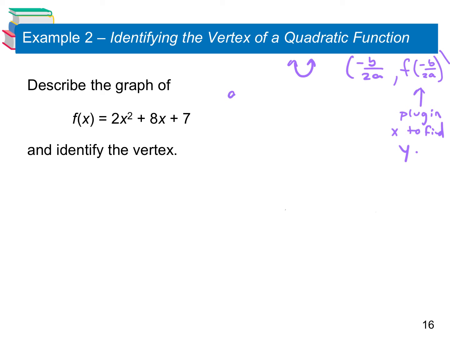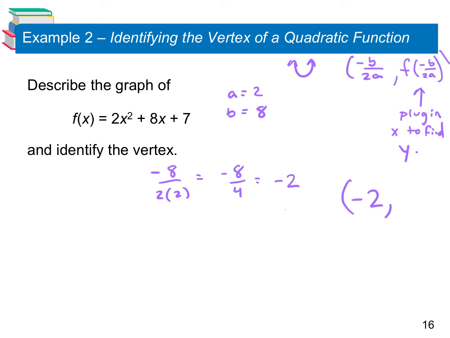So what's my a? 2. What's my b? 8. So I want to plug that into my negative b over 2a to find my x value in my vertex. So I have negative 8 over 2 times 2. So this would be negative 8 over 4, which simplifies to negative 2. So in my vertex, my x is negative 2.